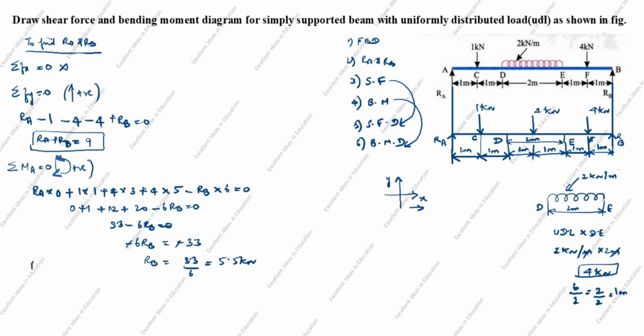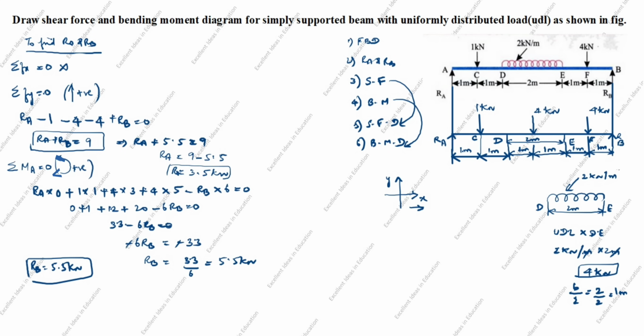Now we got RB value is 5.5 kilonewton. We will substitute this value here. RA plus RB value is 5.5 equal to 9. RA is equal to 9 minus 5.5 equal to 3.5 kilonewton RA value.